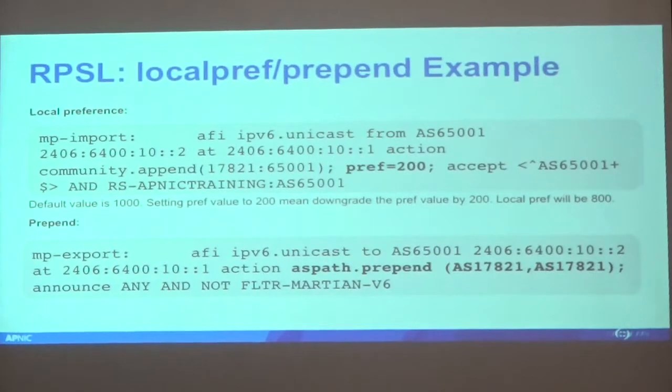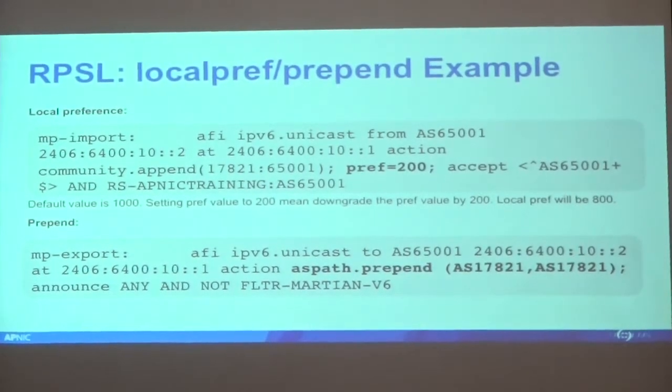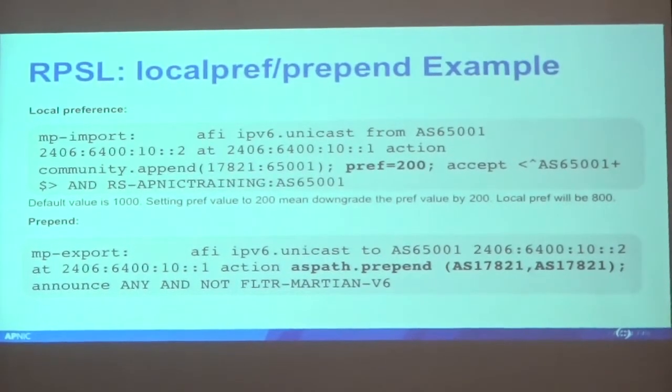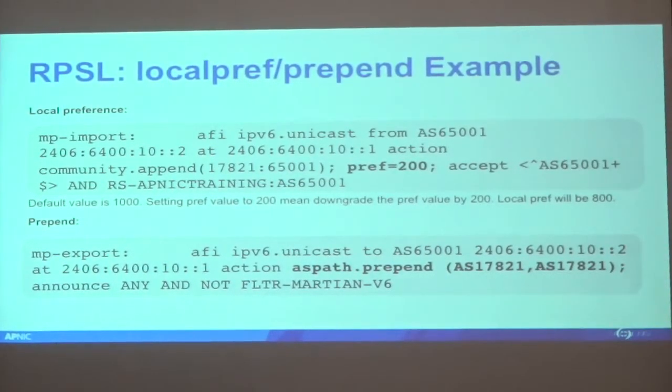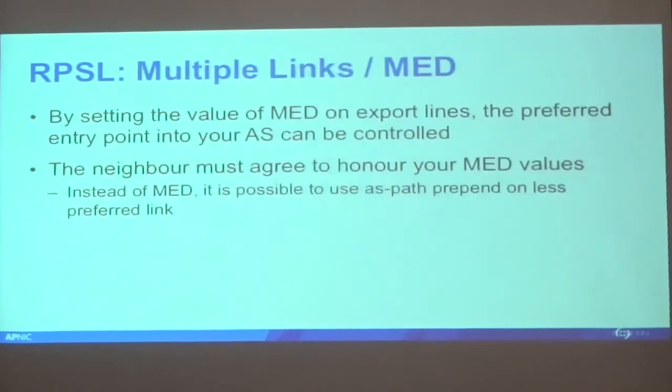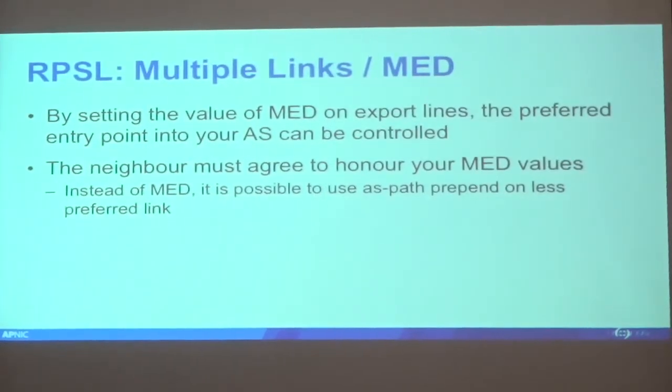So maybe you just set pref 100 for the other. So that's going to be 900, and the other is pref 200. So that's 800. So you still have that kind of preference between them. Okay, any other questions? MED, everyone's familiar with this.